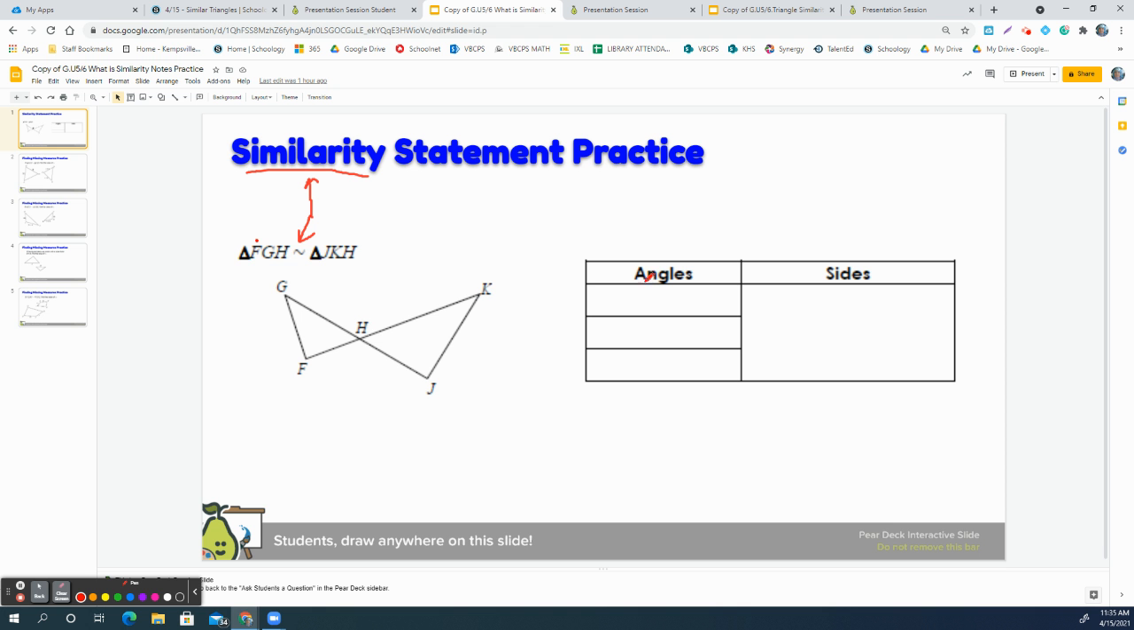What does F go to? Angle F is congruent absolutely to angle J. That's an F, by the way. Doesn't really look like one. So angle F goes with angle J. What other angles go together? What's G go with?